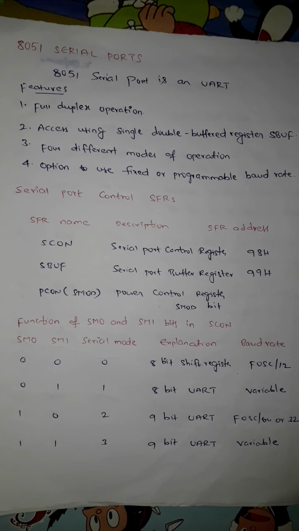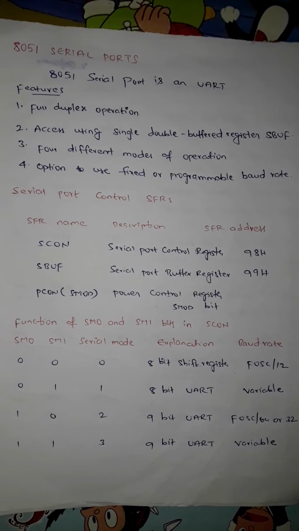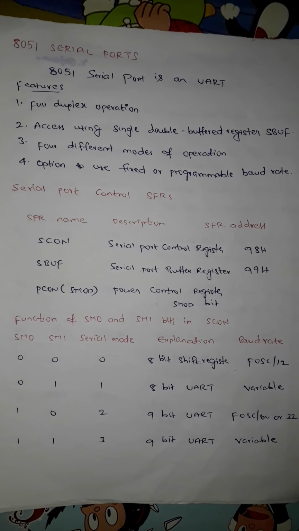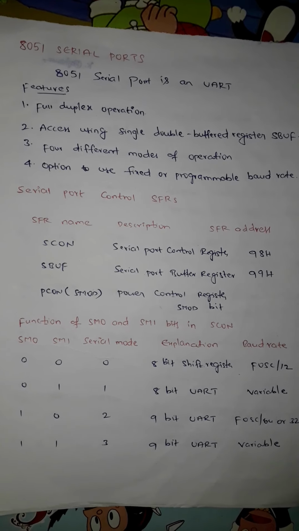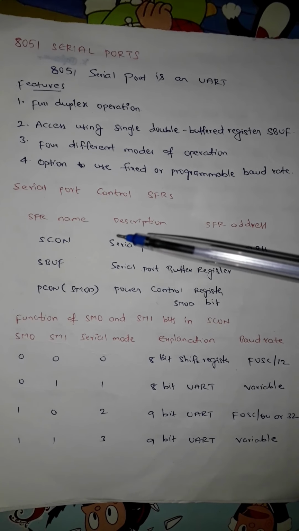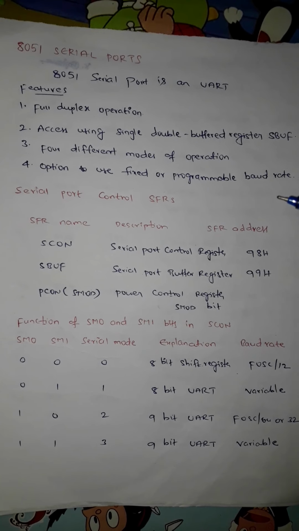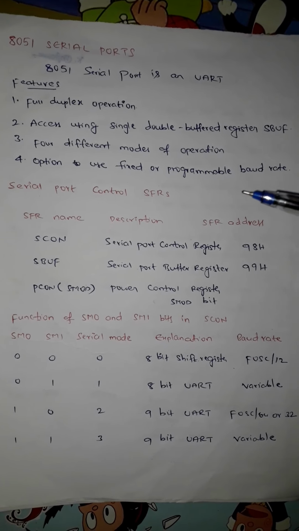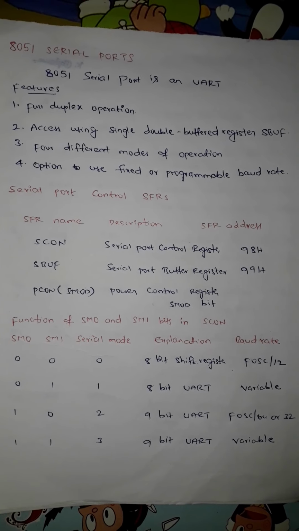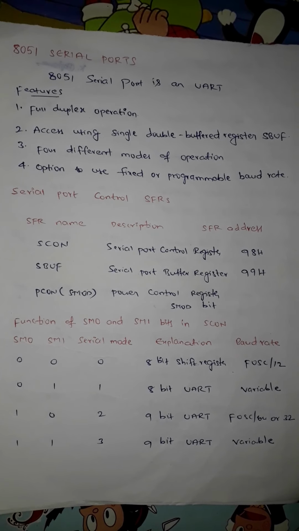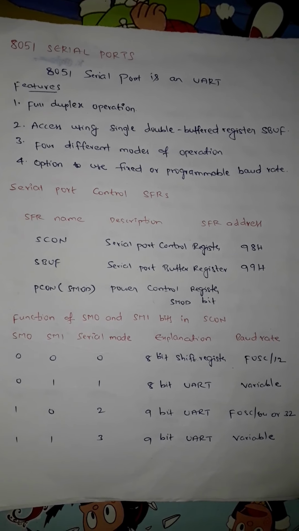And then we have several special function registers for the serial ports, for configuring the different modes of the serial ports and doing some other functions for the serial operation. So mainly 3 registers are used. One is SCON, which is the serial control register that is used to select one of the modes for the 8051 serial ports, and also to generate the interrupts while transmitting and receiving, and some other functions.